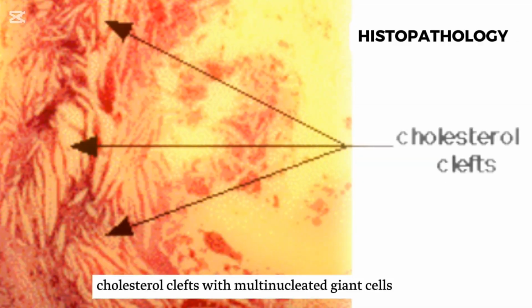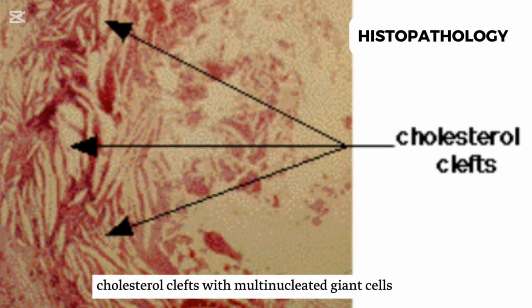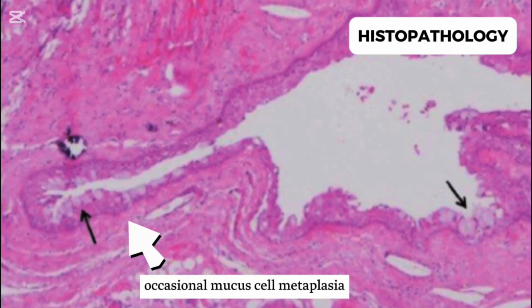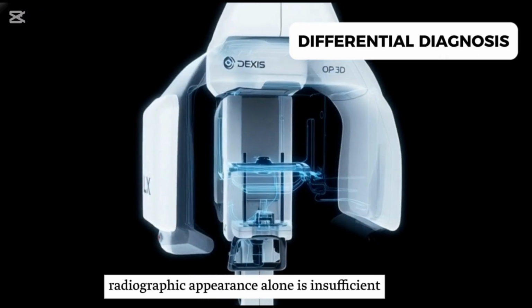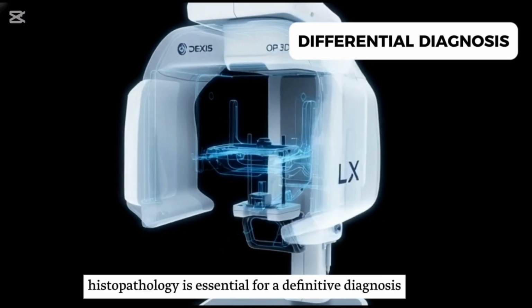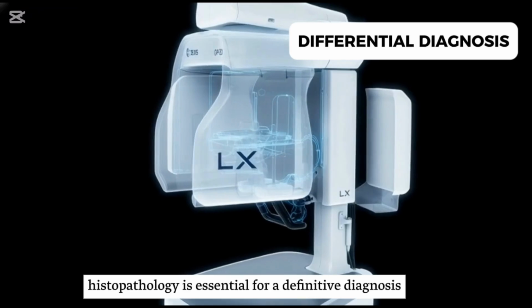Cholesterol clefts with multinucleated giant cells. Occasional mucous cell metaplasia in the epithelial lining. Radiographic appearance alone is insufficient. Histopathology is essential for a definitive diagnosis.